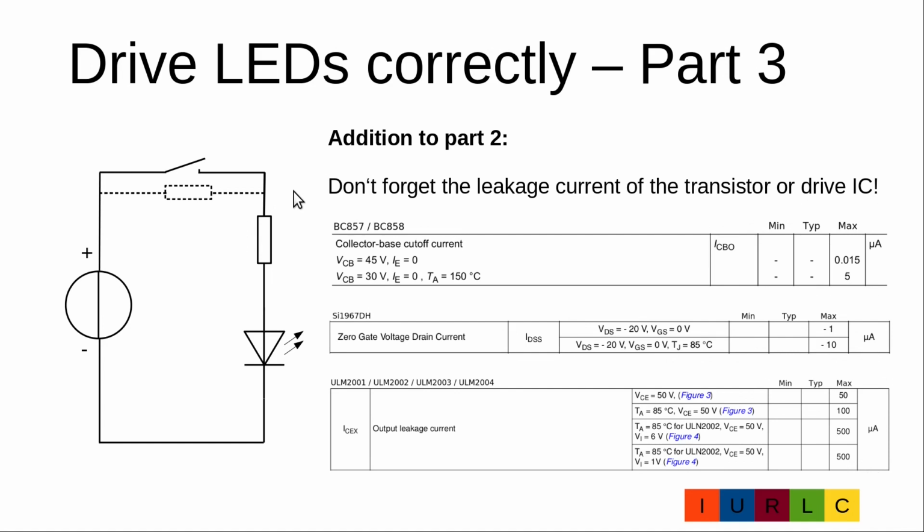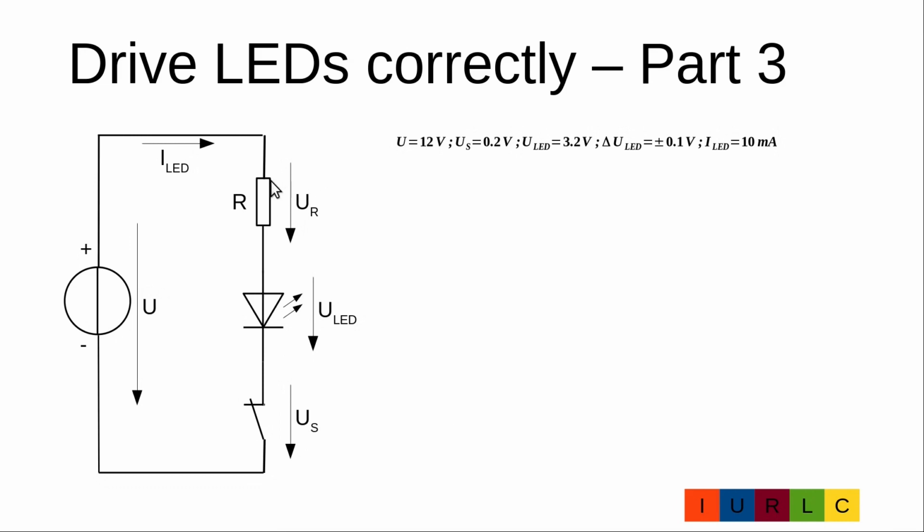All the following calculations are based on a leakage resistance. If only the leakage current is available, calculate the maximum voltage on the open switch divided by the leakage current and you will get the equivalent leakage resistance. Now we want to calculate the pre-resistor R.